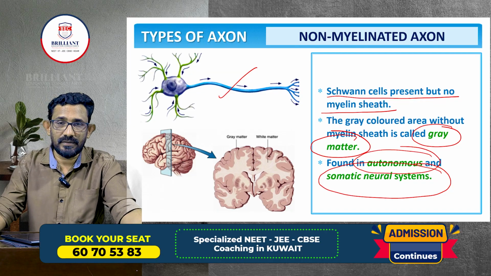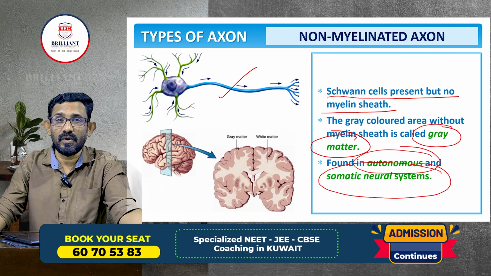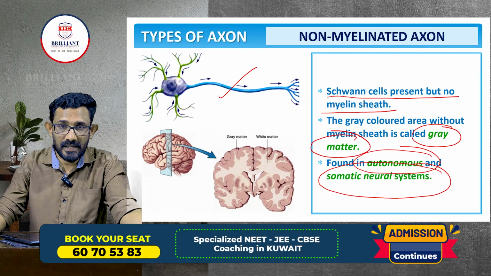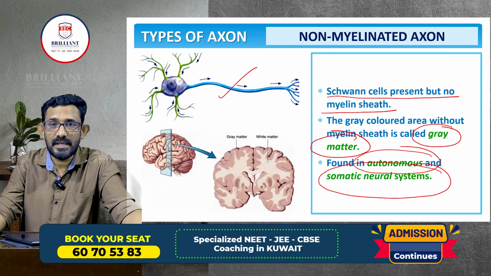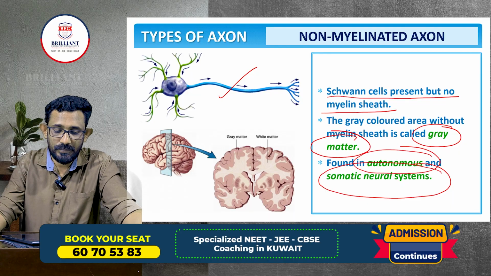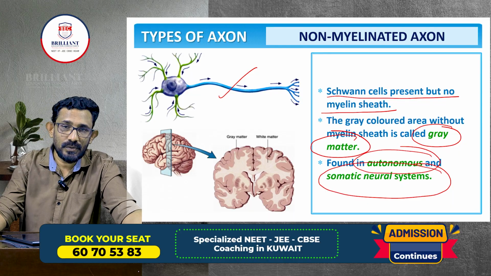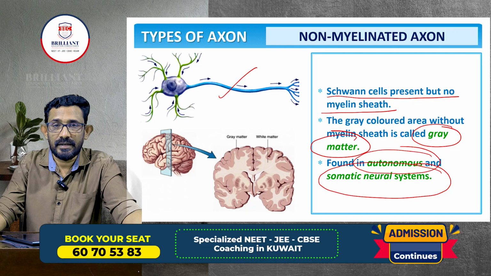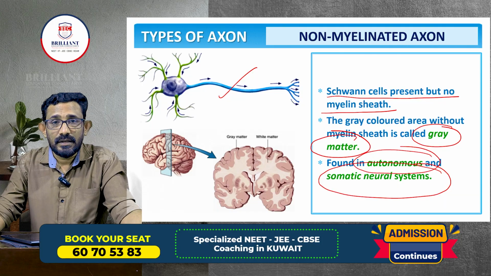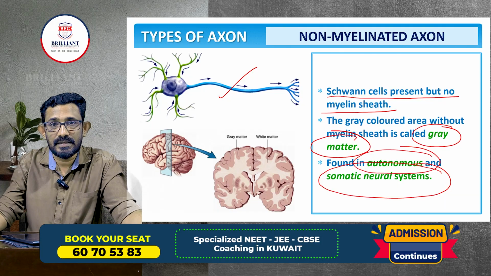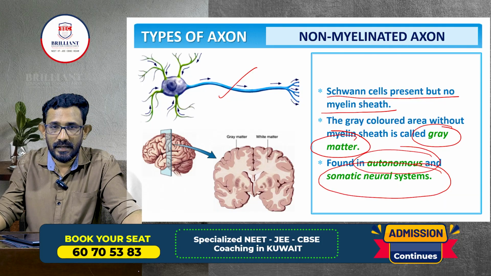The shortest projection arising from the cell body is known as the dendron. Its branches are called dendrites. The longest projection is known as the axon. Its branches are called axonites. The end portions of the axonites are bulged, and that is known as the synaptic knob. There are two types of axon, myelinated axon and non-myelinated axon. Hope it is clear about neurons. The remaining part of this chapter we will discuss in another episode.